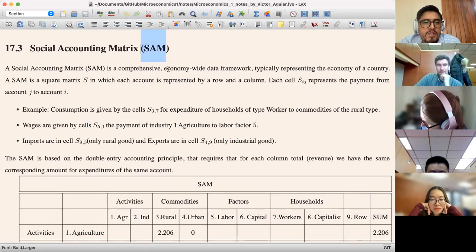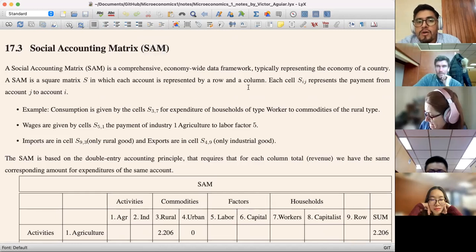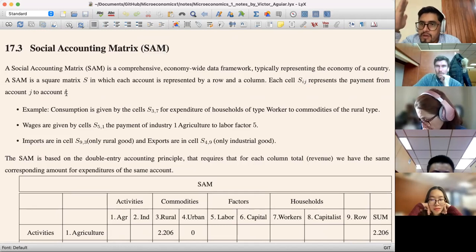So in particular, a social accounting matrix is a comprehensive economy-wide data framework, typically representing the economy of a country. A SAM is a square matrix S in which each account is represented by a row and a column. Each cell S sub ij represents the payments from account J to account I. So in other words, column J, which is a sector in the economy, will pay something to account I. So the payments come from columns to rows, right?